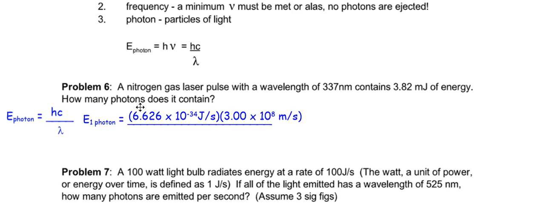Well, what do I have to do with my 337 nanometers? I can't put nanometers in there. Why not? Because I have meters right here. So I have to convert nanometers into meters. Do you remember what a nano is? A nano is 10 to the negative 9.